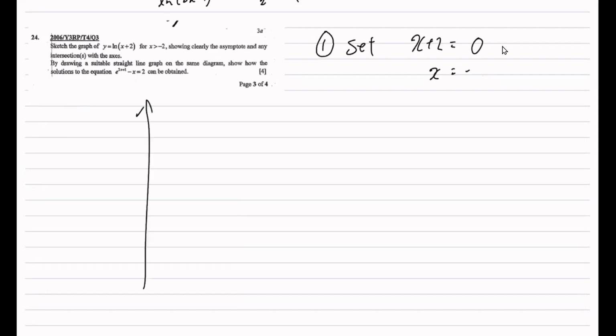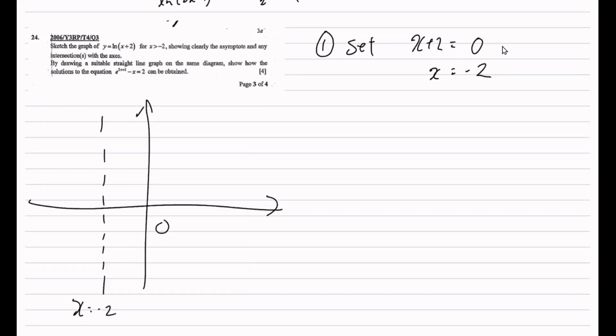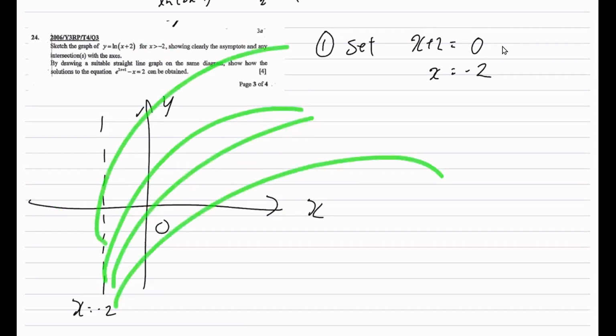Okay, so first thing you find is the vertical asymptote. Set x plus 2 equal to 0. Then you solve, you get x equal to -2. So your vertical asymptote is x equal to -2, somewhere like this. Then x more than -2, so your graph will appear on the left side or right side? More than, so it must be x more than -2, right side. So something like this or like this or like this, many possibilities.